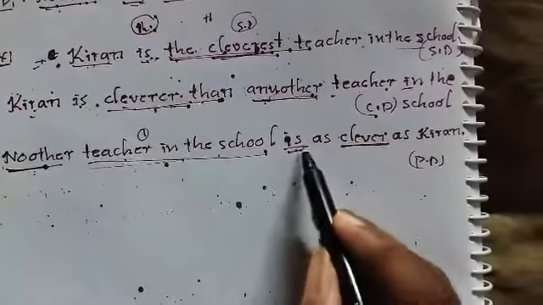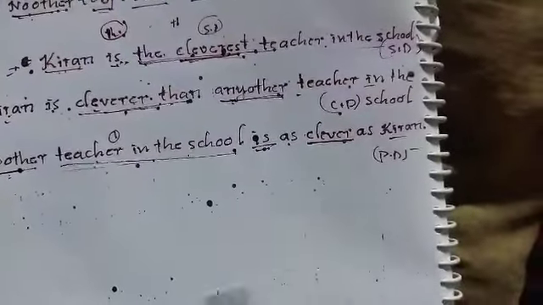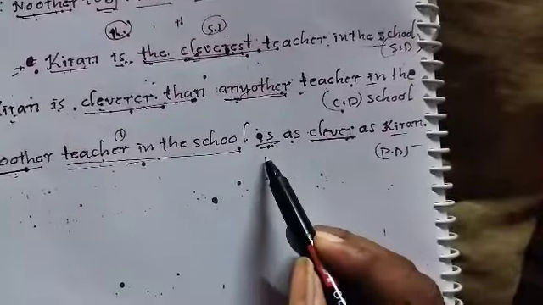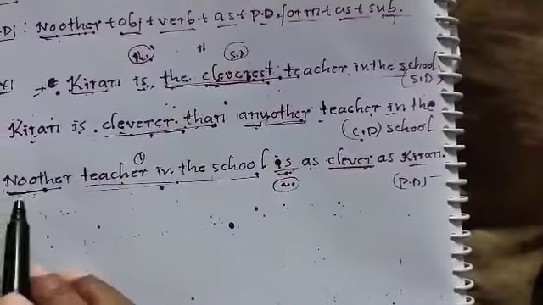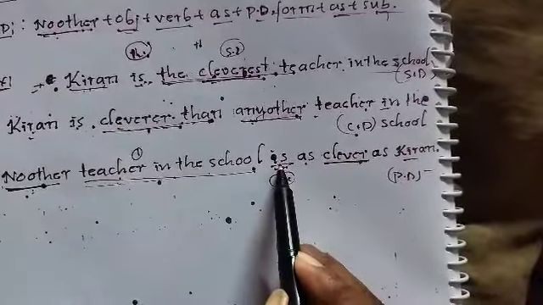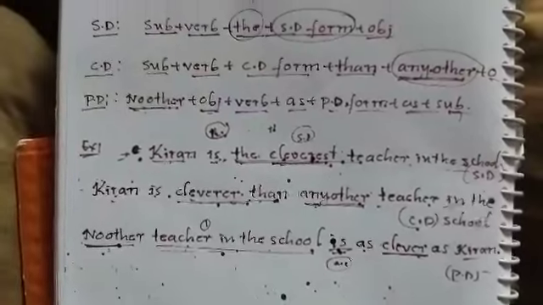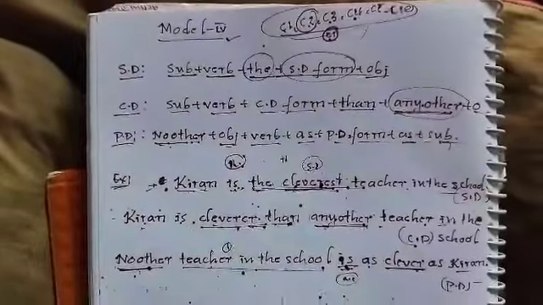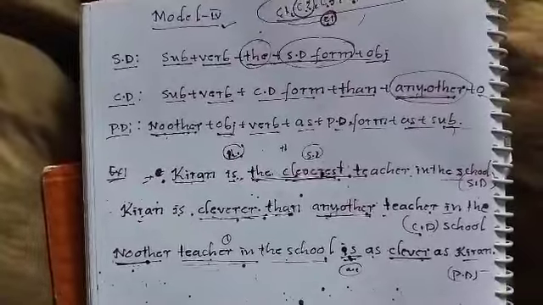No other teacher in the school is as clever as Kiran. Is as clever as Kiran. In the other model we used are, because we are saying many teachers. But here it is is. That is the definition of the model 4 structure and example.